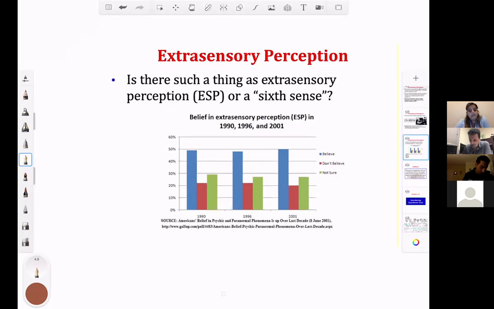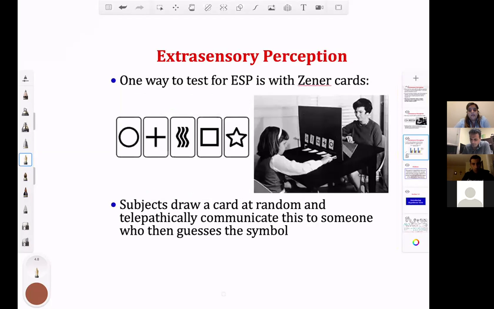This chart tells us whether people believe it (blue), don't believe it, or are not sure. That's how we read the graph. But the meaning of extrasensory is the sixth sense. We have 5 senses, correct? Everybody believes in those, but the sixth is something not that many people believe in. One way to test for ESP, extrasensory perception, is with Zener cards. We have 5 cards: circle, addition, wavy, square, and star.